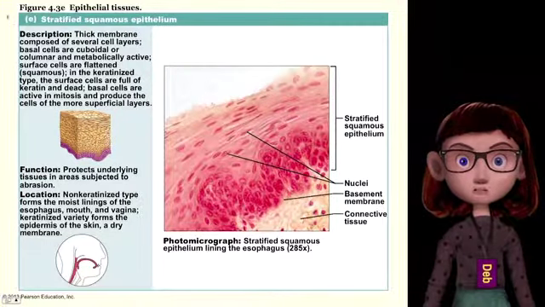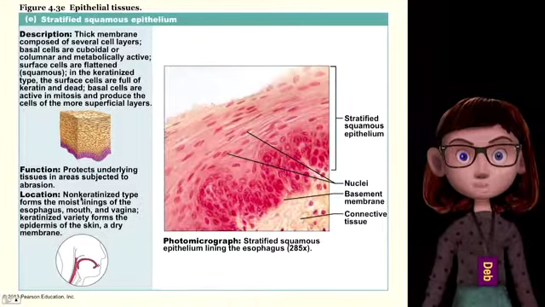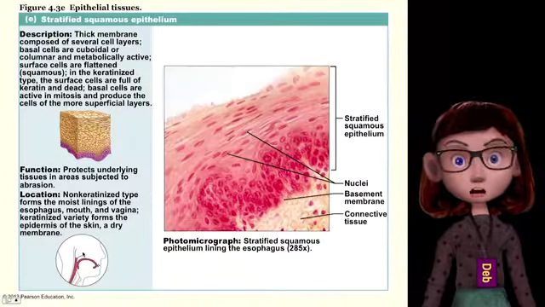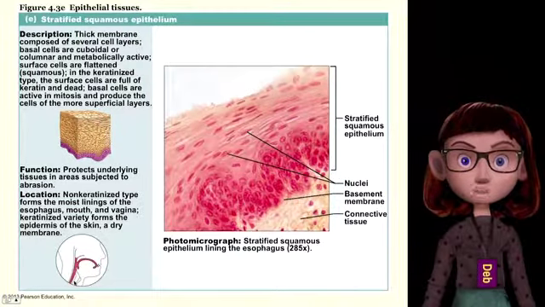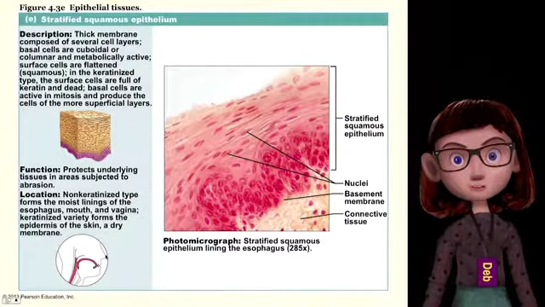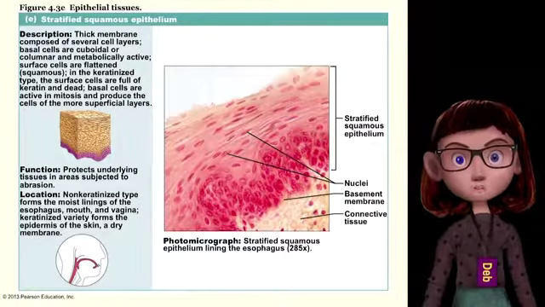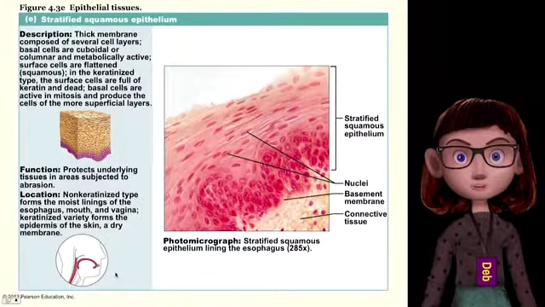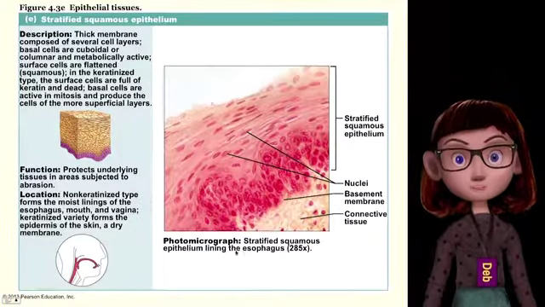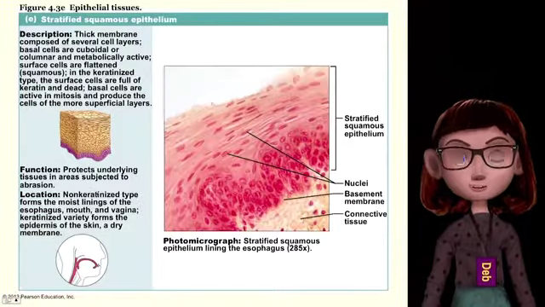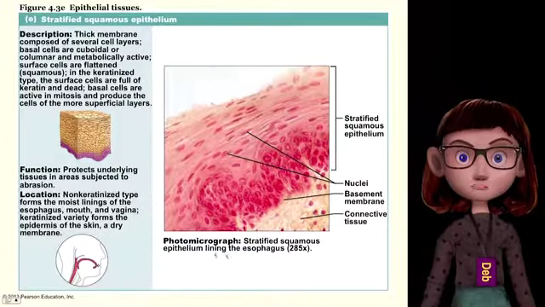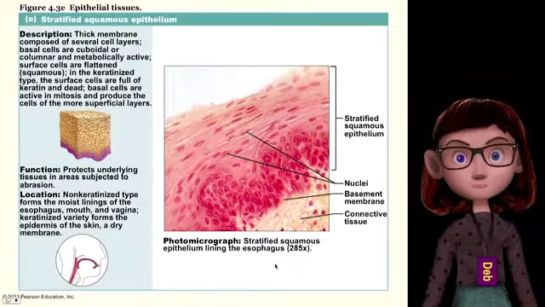There's another type of stratified squamous epithelium, and that's a non-keratinized type. This is found in the mouth, the pharynx or your throat, the upper part of the esophagus, and the vagina. In areas that are close to the outside of the body, this is forming a great protection from any kind of abrasion or friction. So that's where we find the non-keratinized type, and that is actually shown over in the illustration here. That's a stratified squamous epithelium lining the esophagus.